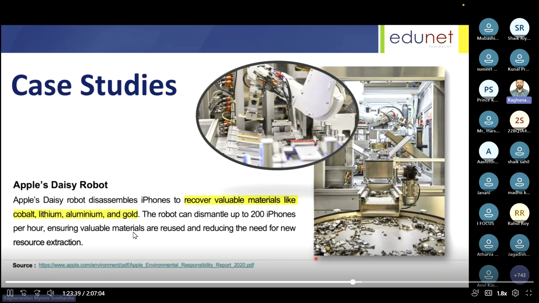Now, there are a few case studies that we have taken for you to understand, right? Apple's Daisy robot basically tries to disassemble iPhones, the ones which have been sent out to get dismembered. It recovers valuable materials like cobalt, lithium, aluminum, and gold. The robot can dismantle up to 200 iPhones per hour, ensuring valuable materials are reused, right? And reducing the need for new resource extraction, meaning no extraction of ore or minerals.